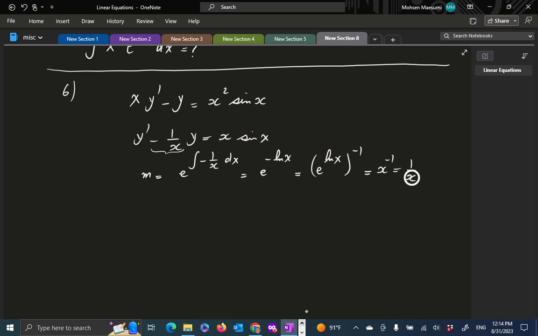So what does that mean? We are multiplying the equation by 1 over x, so it becomes 1 over x y prime. 1 over x times another 1 over x is 1 over x squared. 1 over x times that is going to be sine of x. Oh, I forgot my y again. Looks like I keep making that mistake.